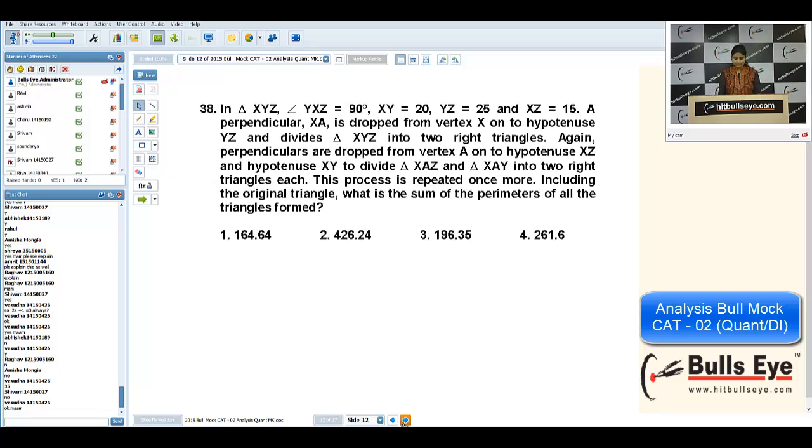Question 38, very good question on geometry. Logical too, very nice question. Okay, what is the answer in this case? Calculative, 38th question. Yeah, any problem in this question? Are you getting me, guys?